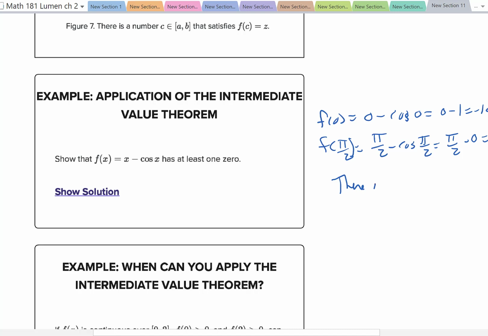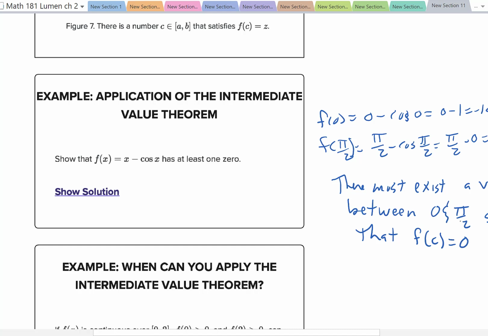there must exist a value between 0 and pi over 2 such that f of the call value, they called it c, f of c is equal to 0.